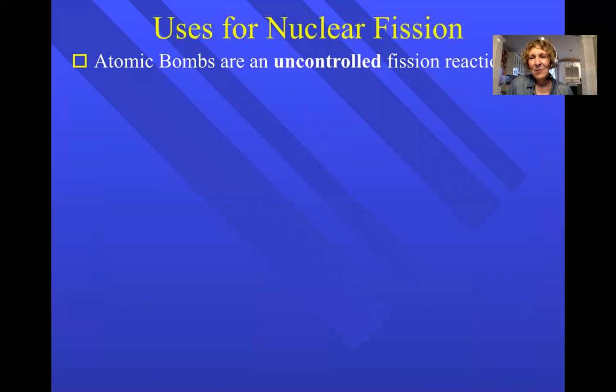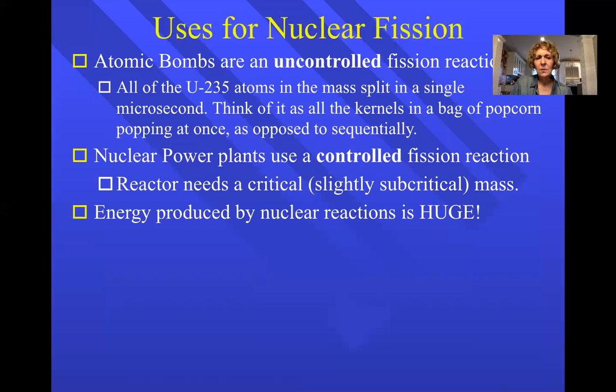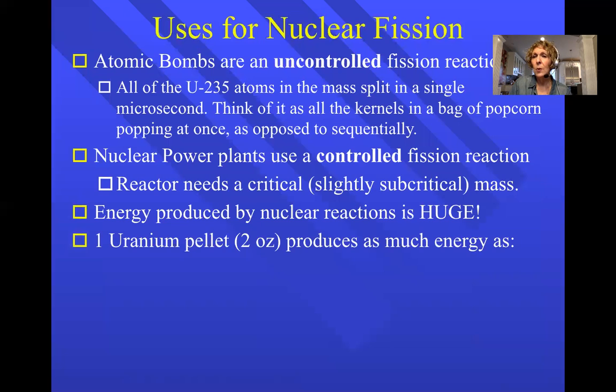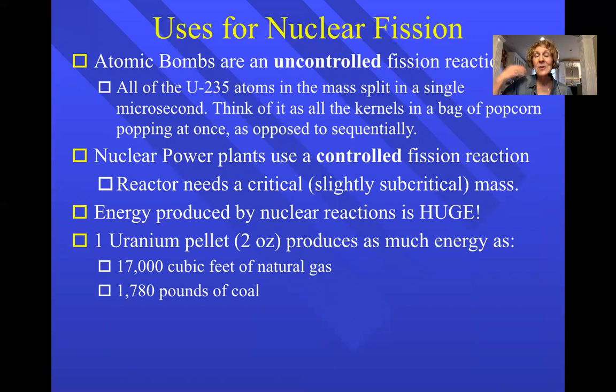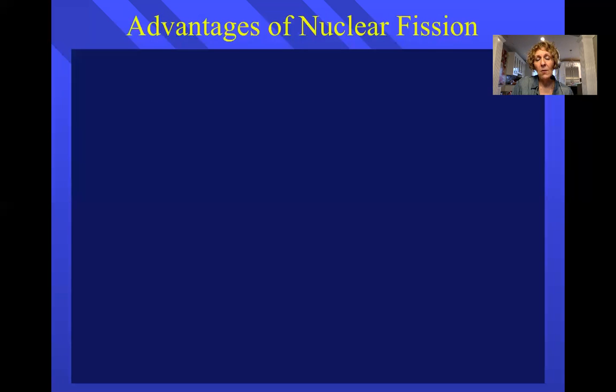So one of the bad uses of nuclear fission is an atomic bomb, which is an uncontrolled fission reaction, okay? In a nuclear power plant, there's a controlled fission reaction, and that energy is used to produce a lot of heat, which boils water, which produces steam, which turns a turbine, which creates electricity. And so one little tiny uranium pellet can produce as much energy as 17,000 cubic feet of natural gas, almost 2,000 pounds of coal, or 149 gallons of oil. So it's a very, very powerful reaction.